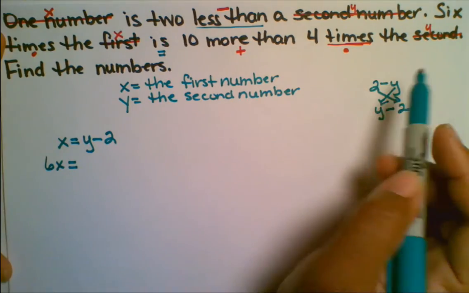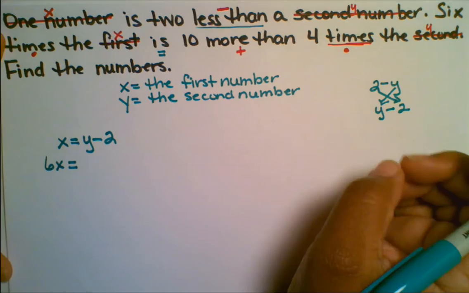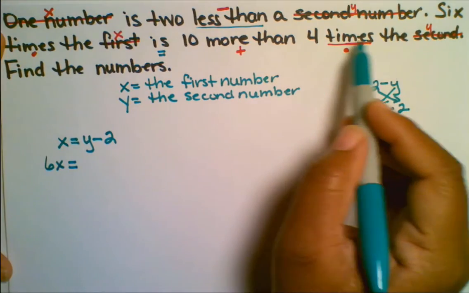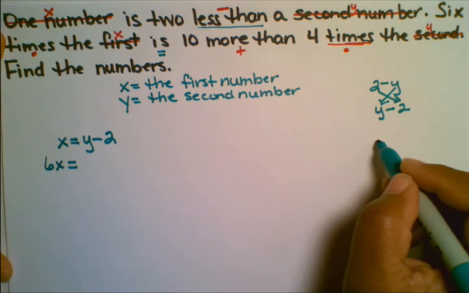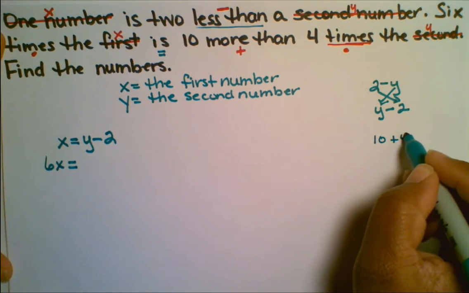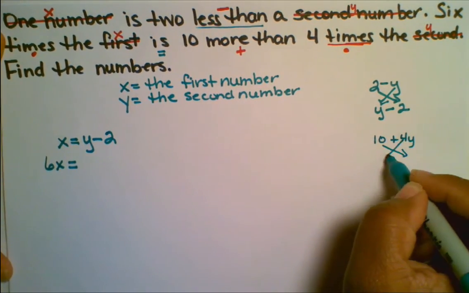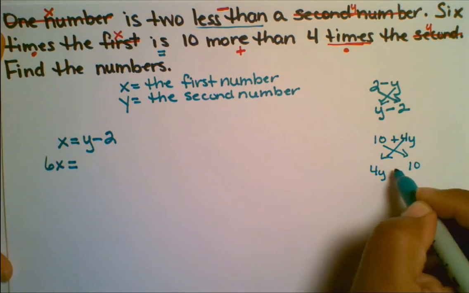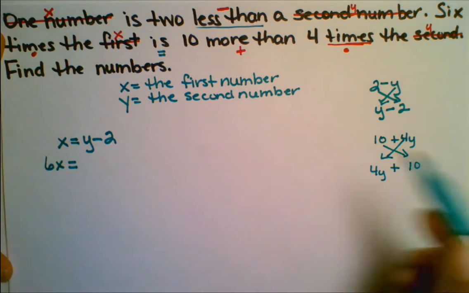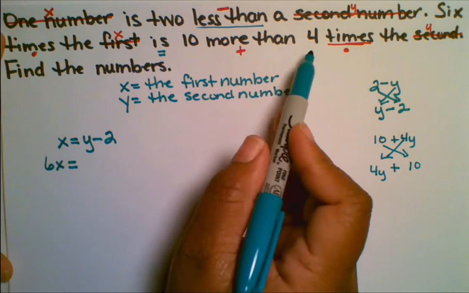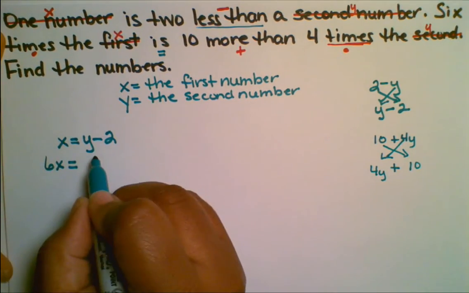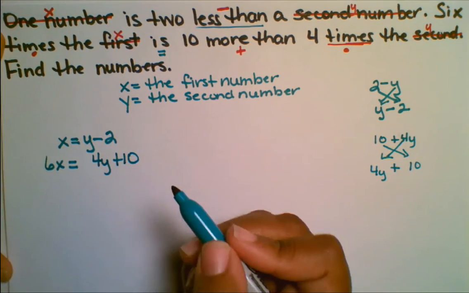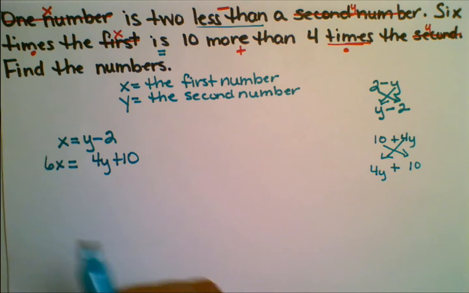More than is one of those reverse words. Less than, smaller than, greater than, meaning you're going to reverse the expression. So where you would have said 10 plus 4y, well, we're going to reverse that. 4y is first, 10 is next, and the plus sign is between. So 10 more than 4 times y, we're saying 4y plus 10. So here's our setup.